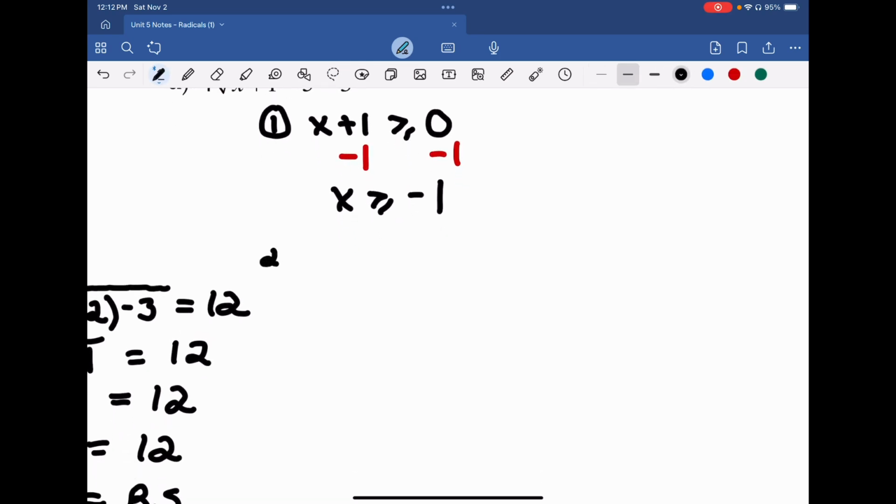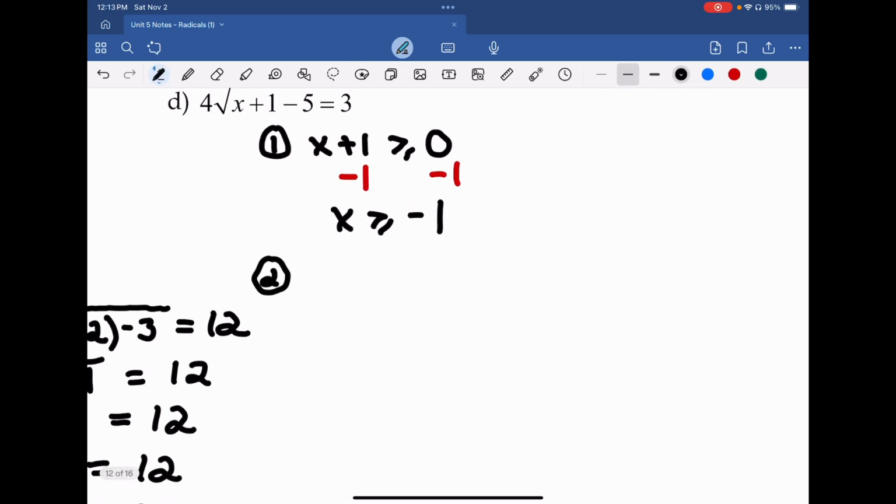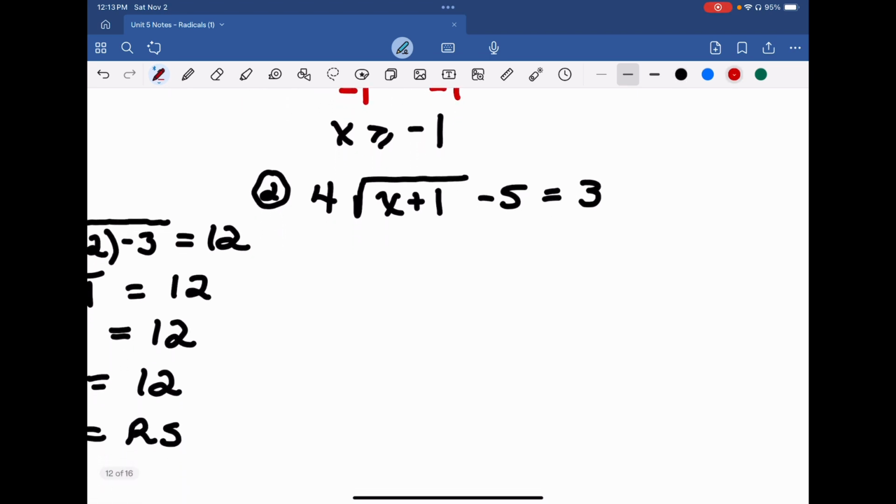Now what we're going to do for step number 2 is state the equation again. This is 4 square root of x plus 1, minus 5, is equal to 3. From here, let's start by adding 5 to both sides. I think that's going to be our best step because we want to isolate this radical. I get 4 square root of x plus 1 is equal to 8 on the other side.